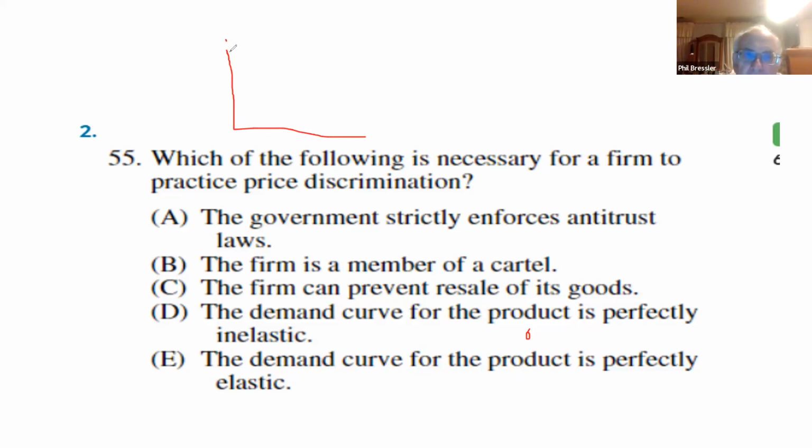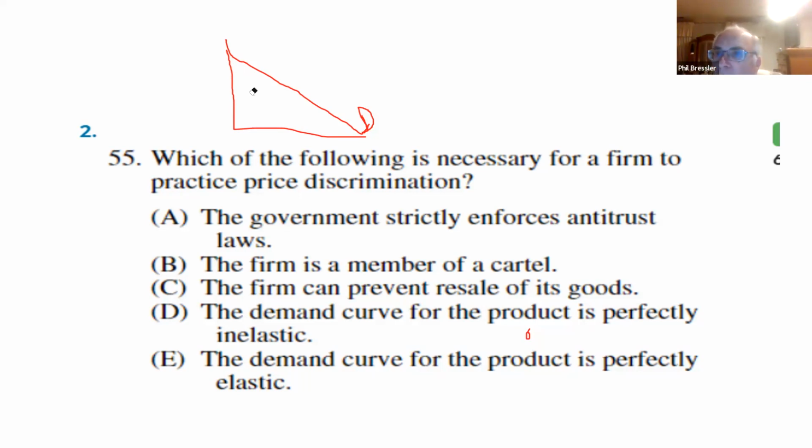I'm just drawing a monopoly graph here for a second. All right. So price discrimination would take the MR curve and just erase it. And demand would become MR. So looking at that, that's not perfectly inelastic. It's not perfectly elastic. It's relatively elastic. The answer here is C.